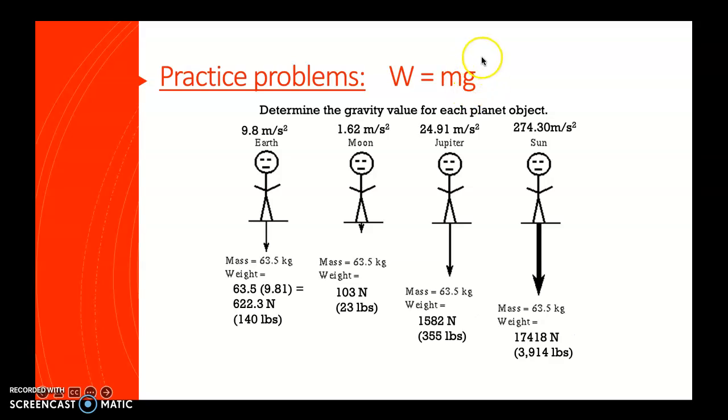So gravity is our acceleration. Mass is how much of the object there is. And then weight is the force that acts on the object.